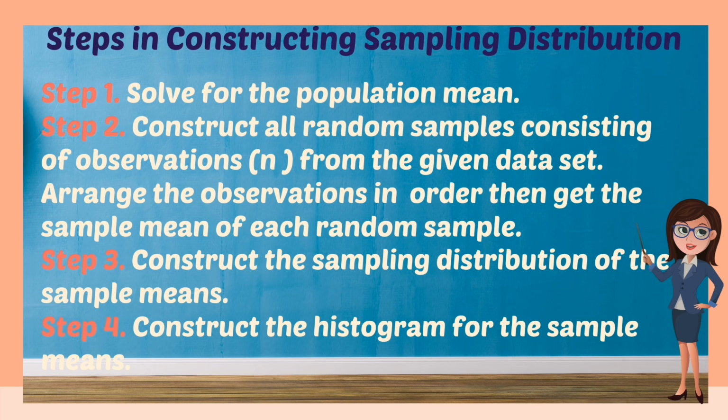Let us recall the steps in constructing a sampling distribution. Step number 1, solve for the population mean. Step number 2, construct all random samples consisting of the given number of observations from the data set. Arrange the observations in order, then get the sample mean of each random sample. Step number 3, construct the sampling distribution of the sample means. And lastly, you can construct the histogram of the sample mean.